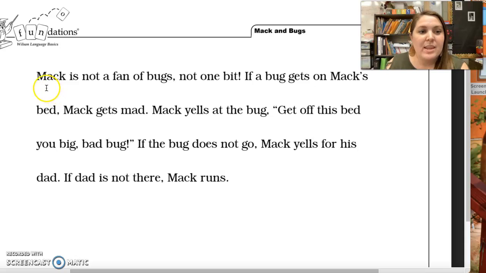Here we go. Mac is not a fan of bugs. Not one bit. If a bug gets on Mac's bed, Mac gets mad. Mac yells at the bug, "Get off this bed, you big bad bug!" If the bug does not go, Mac yells for his dad. If dad is not there, Mac runs.